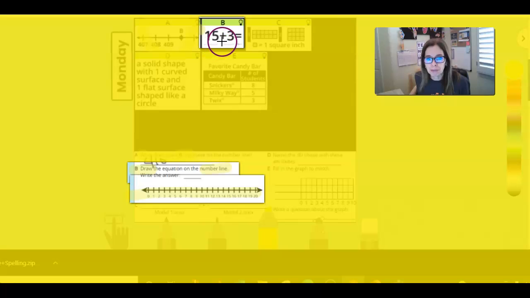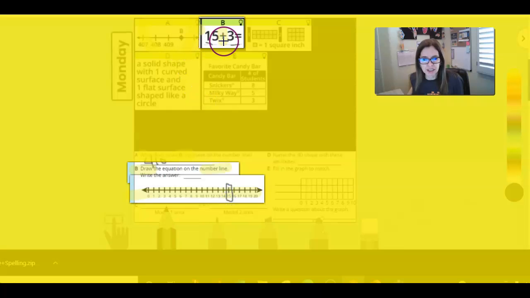15 plus 3. Remember that sign tells me what's happening, what the change is in the story. So where would you start? If I'm going to draw this equation on the number line, where would you start? You could start at either one, but what makes the most sense? Are you going to start at the 15 or start at the 3? Thank you for just answering that. I agree. We are going to start on the 15. So I'm starting right there.